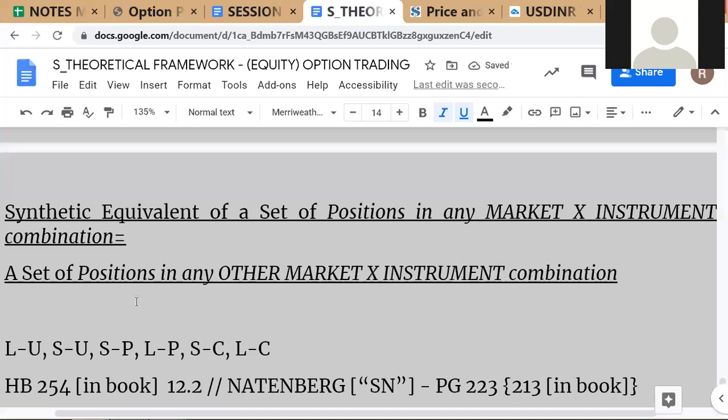So we are usually talking about the case where the synthetic equivalent is not going to be in the same market, and it's not going to be in the same market instrument combination in any other market instrument combination, but only one can differ. Even one differing is okay, basically. Let me, how do I put that?